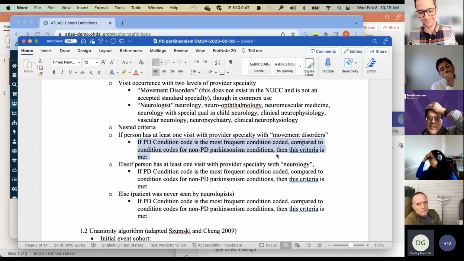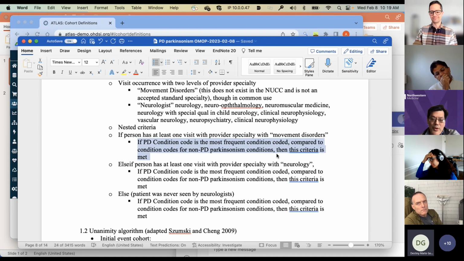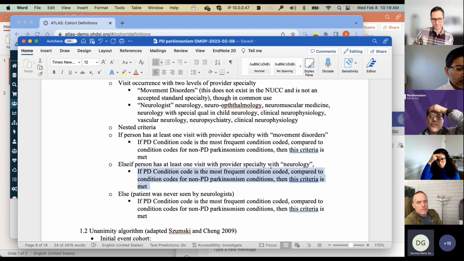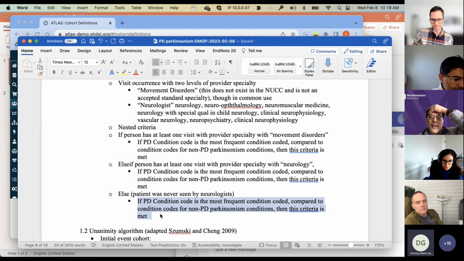And let me just blast through this, because I understand that these are philosophical differences in how OMOP is designed in some way. But if there is no movement disorder person involved, then you do the same. Is there one visit with neurology? And then you do the same comparison. If the PD condition code is the most frequent compared to the non-PD Parkinsonism, then you meet this criteria. And if there's no neurologist involved, then you do the same analysis for that subset of visits as well.